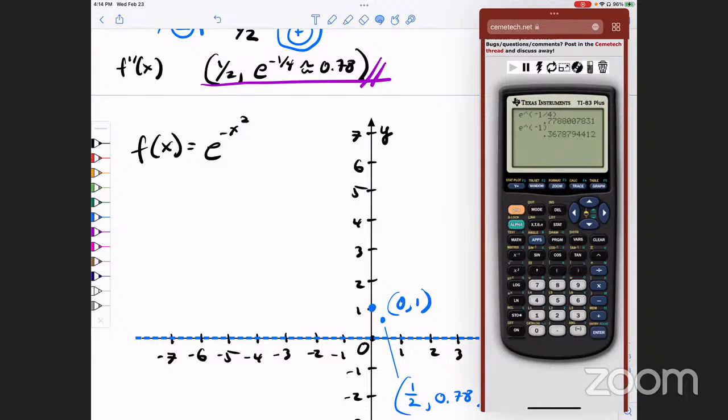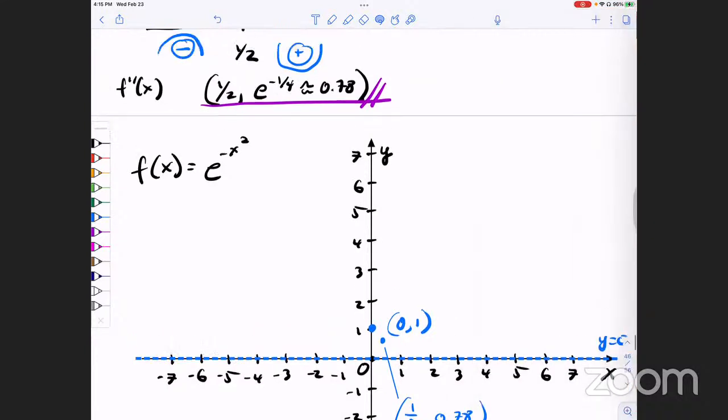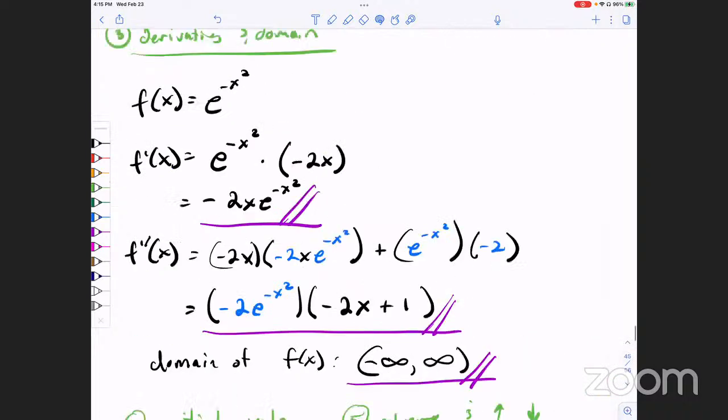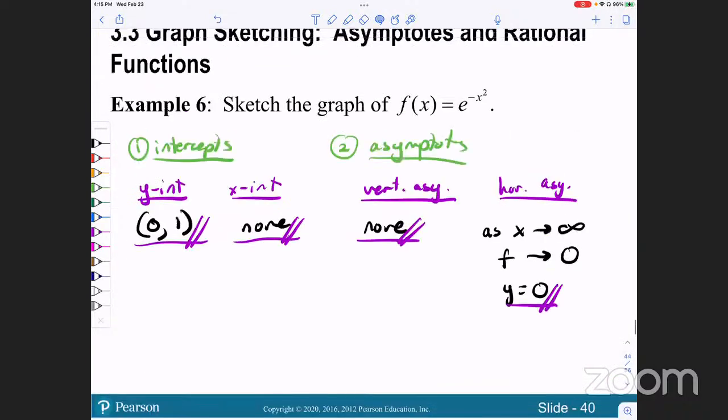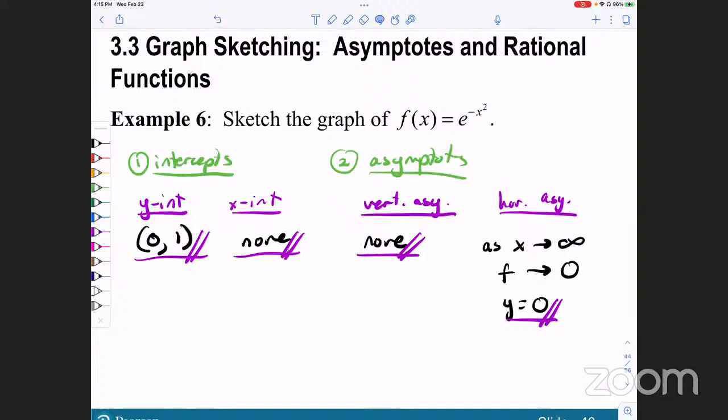That's 0.3. So maybe there might be another horizontal. As x goes to negative infinity, oh, it goes to 0, right? Okay, so we do have a horizontal. I don't know why I didn't check going to the left. Right here, for the horizontal, as x goes to positive infinity, y tends to 0. I don't know why I keep neglecting it.